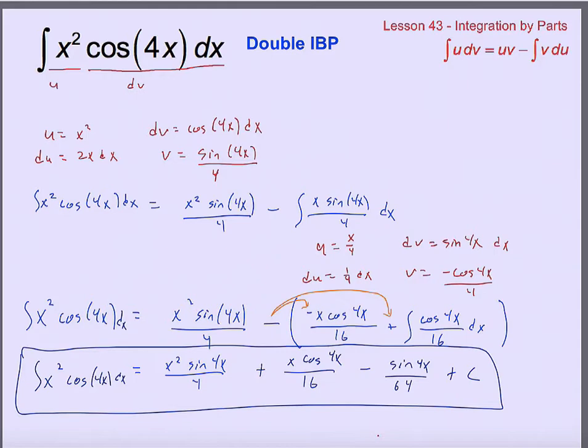And it's going to be fully simplified. I certainly could make a common denominator if I felt like it and put them all together into a single fraction, but there's nothing I'm going to do to make x squared sine of 4x and x cosine of 4x and sine of 4x be like terms. So since I can't combine them anyway, I'm happy leaving them the way they are.